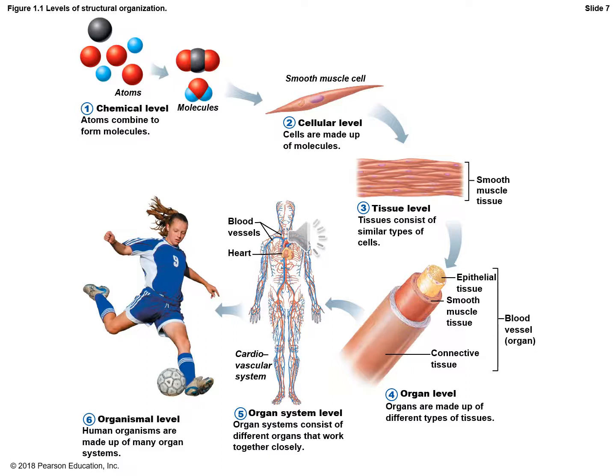Starting off, we have atoms that combine together to form molecules, and then cells are made up of these small molecules, and multiple cells working together, multiple types of cells working together, are tissues. And then when we put lots of different types of tissues together, we get an organ, and when we get many organs working together, we call that an organ system, like the cardiovascular system. And then when we put all these body systems together, we get the human organism.